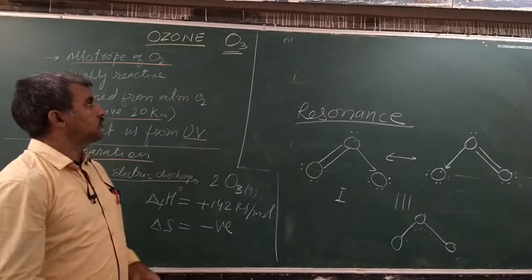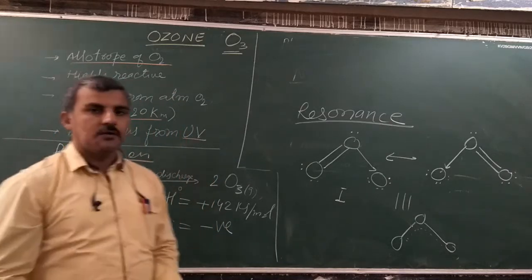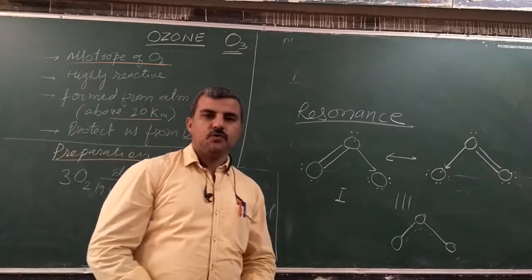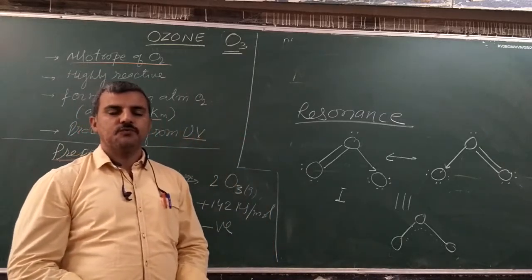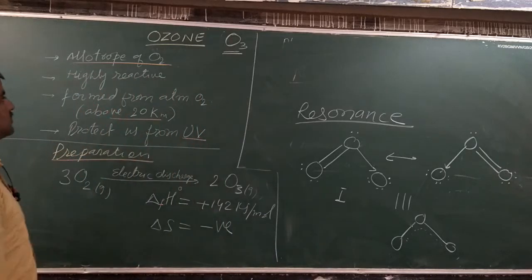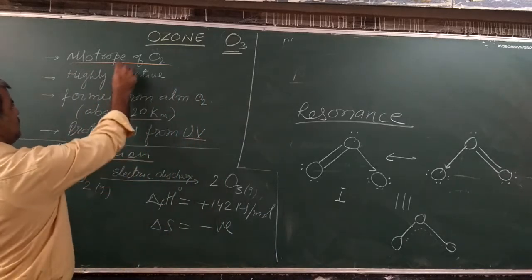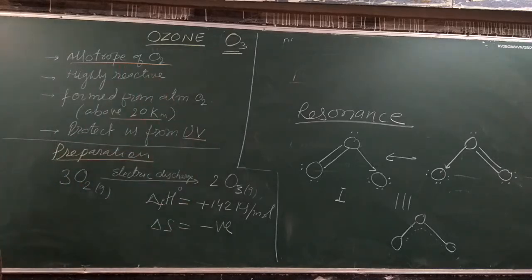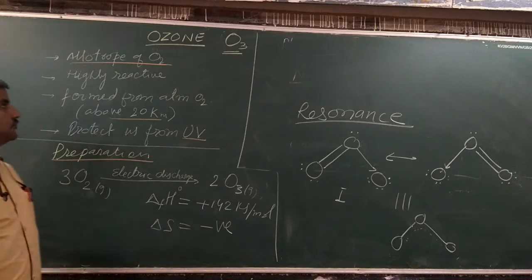Last class we discussed oxygen, and we know ozone is an allotropic form of oxygen. So in extension of that, we will discuss ozone. It is an allotrope of oxygen, highly reactive.